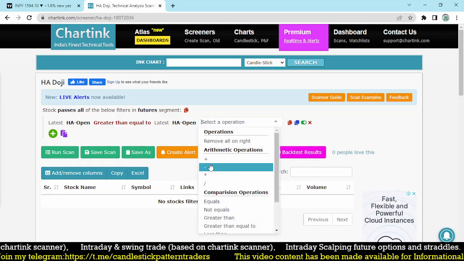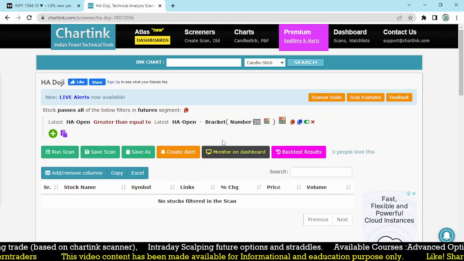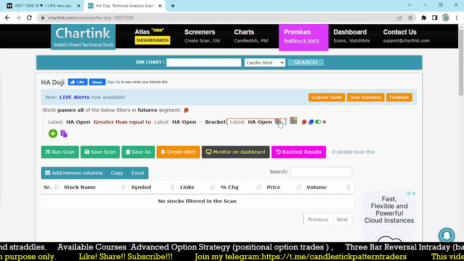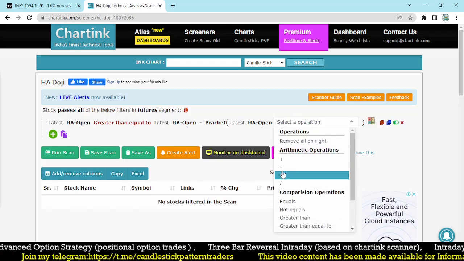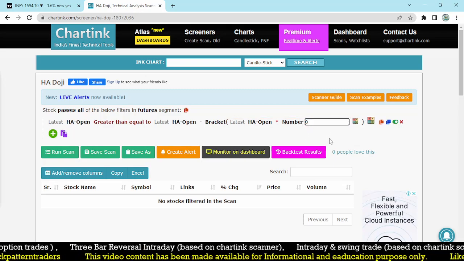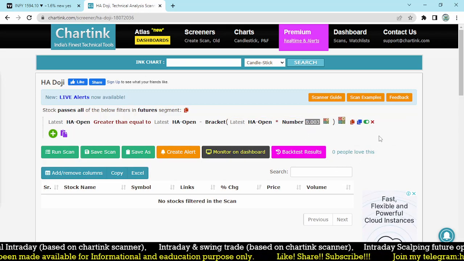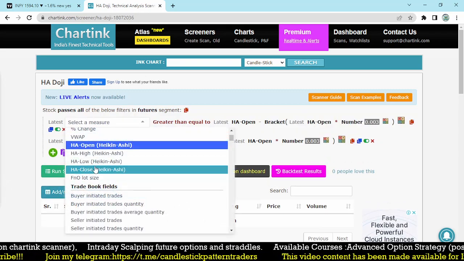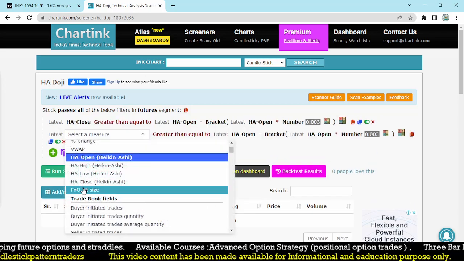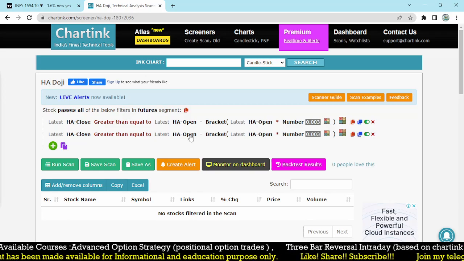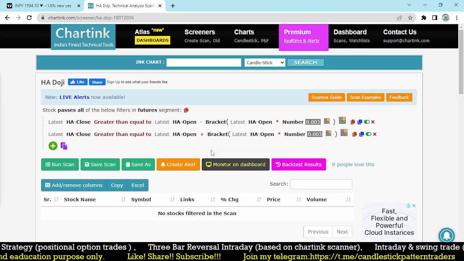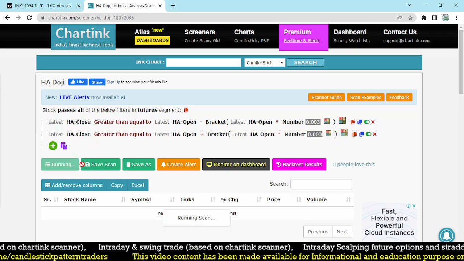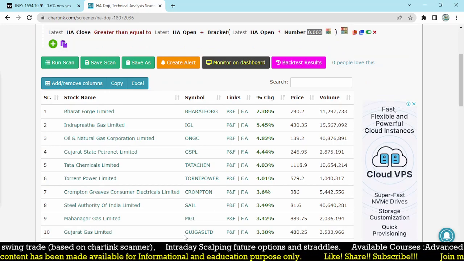Here we use a negative and bracket, HA open bracket, open HA open. Let us take HA open multiplied by the number 0.003. And the same, you are going to copy it. So the latest close, sorry, here must be HA close. Here also it must be HA close, and HA open plus. Here we use plus and HA open into the number 0.003. If we calculate a lot of stocks, let me try it out.